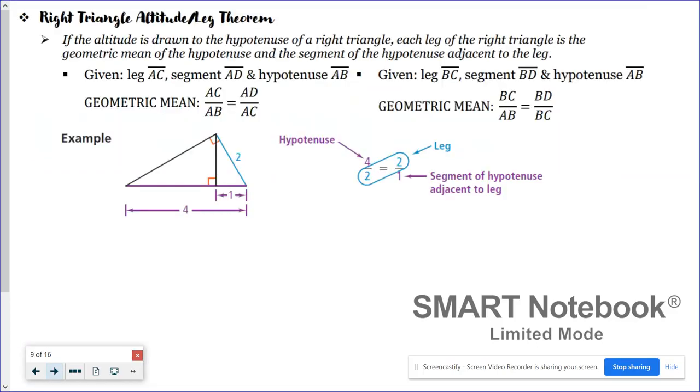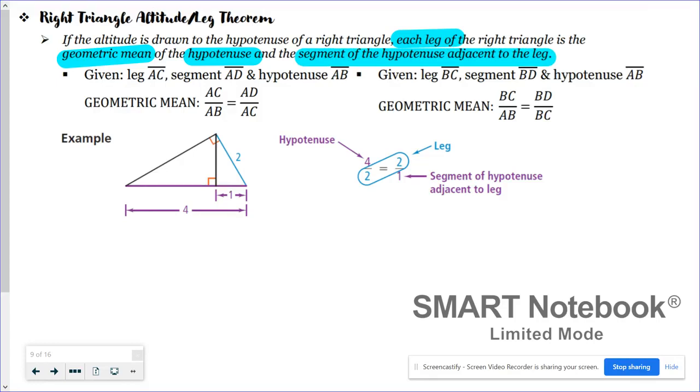And so what this is illustrating is the right triangle altitude leg theorem. If the altitude is drawn to the hypotenuse of a right triangle, each leg of the right triangle is the geometric mean of the hypotenuse and the segment of the hypotenuse adjacent to the leg.